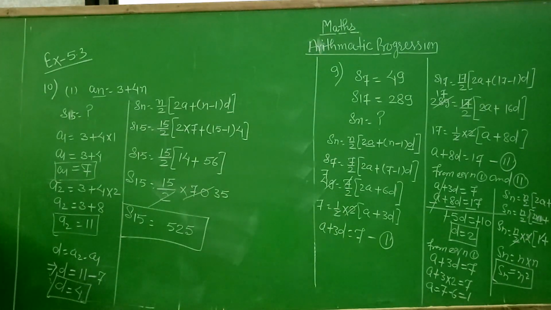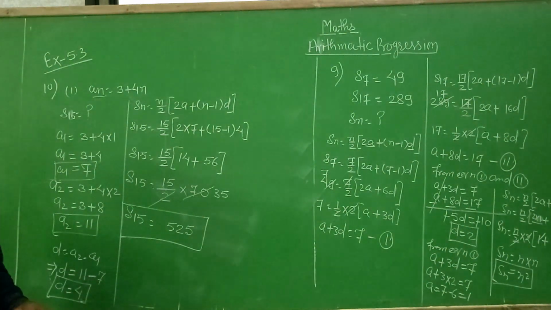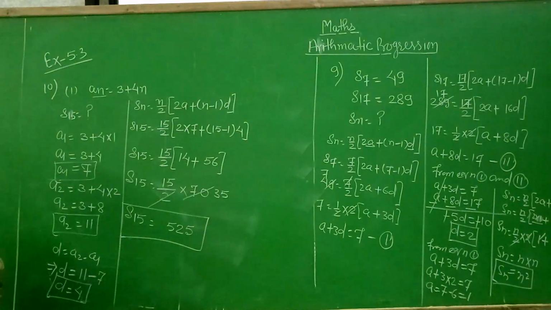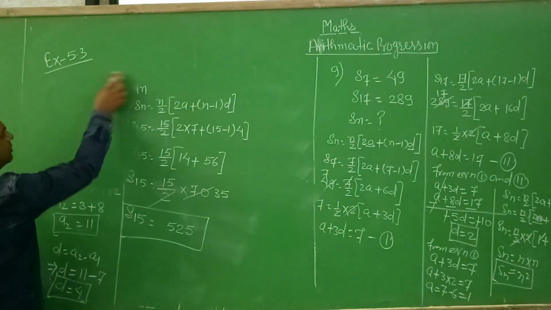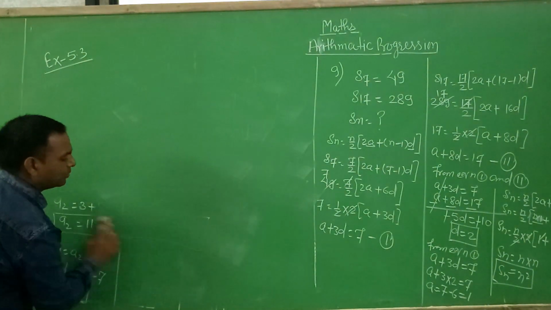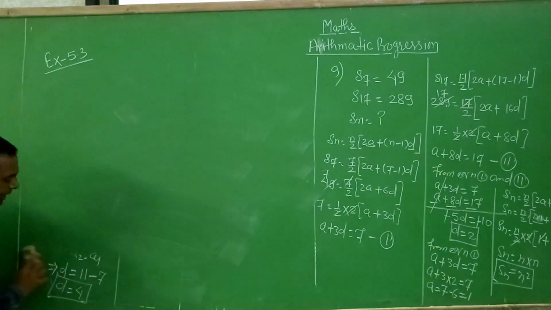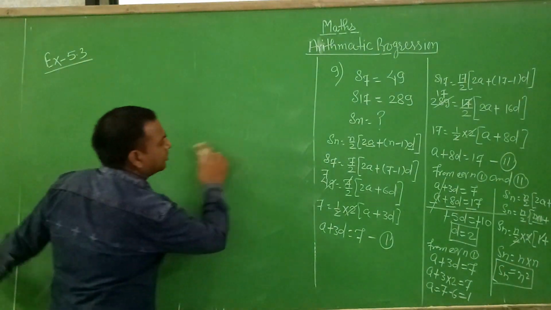So you can solve using the formula. First you find a1, the first term, which is equal to 7, and the second term a2, which is equal to 11. After that you find the value of S15, the sum of the first 15 terms. This type of question is also given in the textbook. If you apply this formula and this method, then you can easily solve other questions. So we are going ahead to the next question.